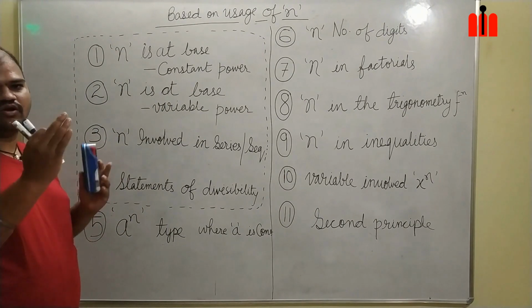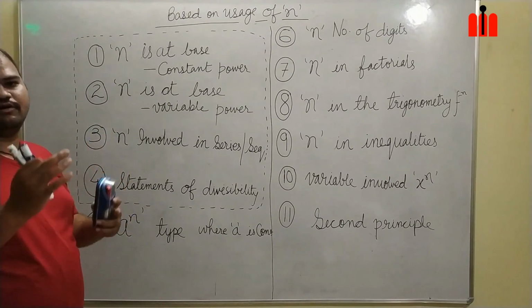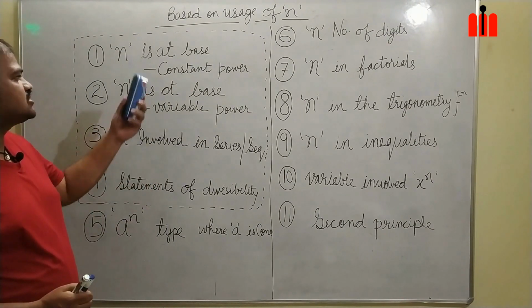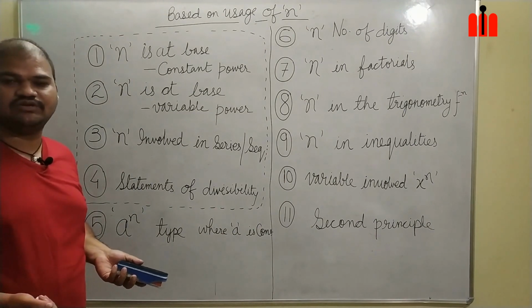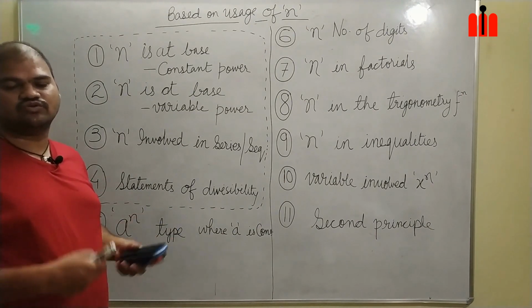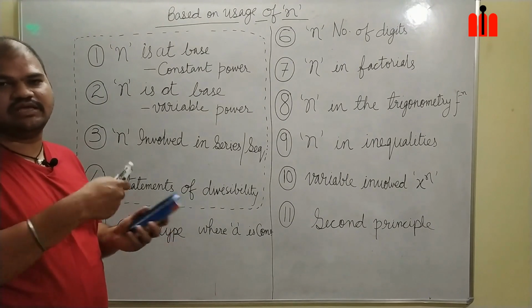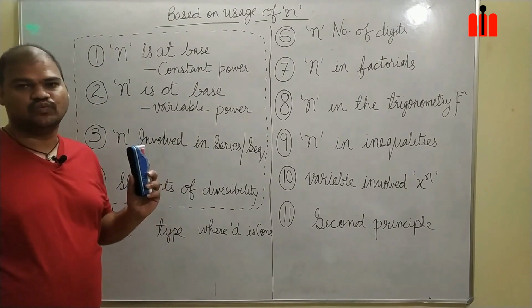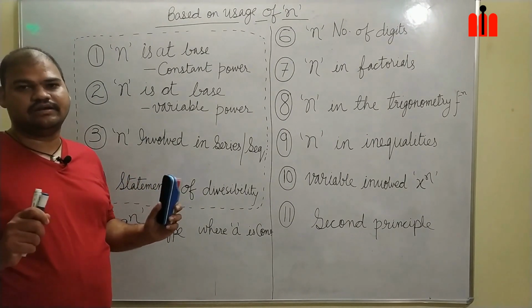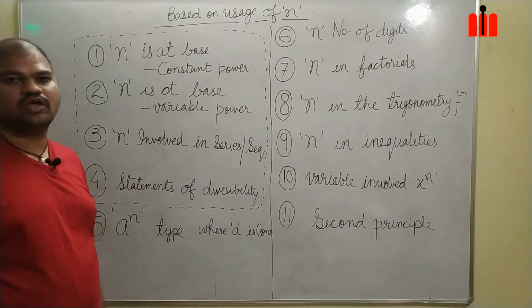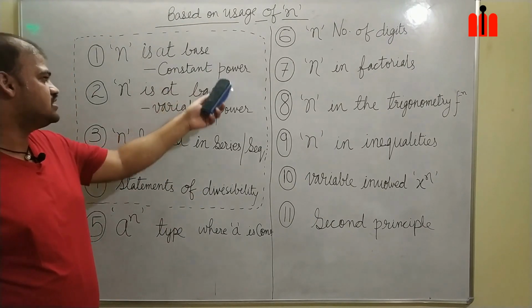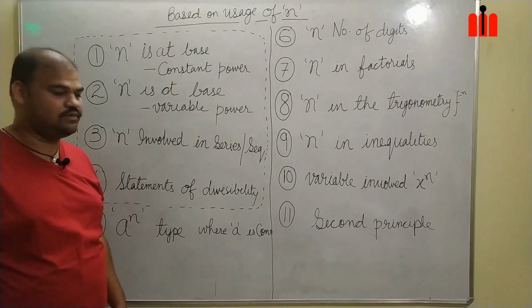It may also be the sum of squares of the first n natural numbers: 1 square, 2 square, 3 square, 4 square. So we see the power is 2 for the entire set of the sum. That type of problem is a constant power problem.